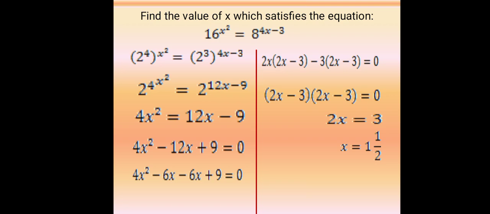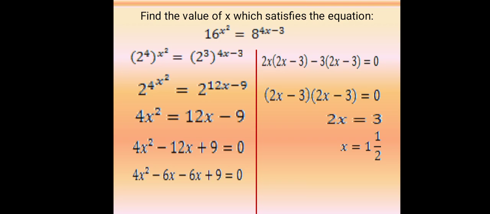Now find in those factors the ones that, if you add, you get negative 12x. You can clearly see that it's negative 6 and negative 6. If you add negative 6 and negative 6, you get negative 12. Now break negative 12x to be negative 6x and negative 6x, so that we have 4x squared minus 6x minus 6x plus 9 is equal to 0. Now factorize. If you factorize, you get 2x minus 3 multiplied by 2x minus 3 is equal to 0.